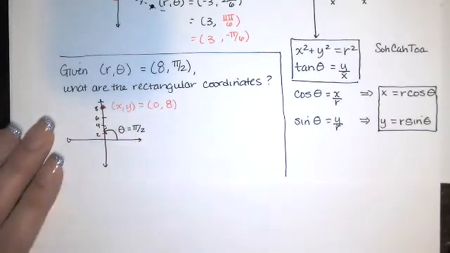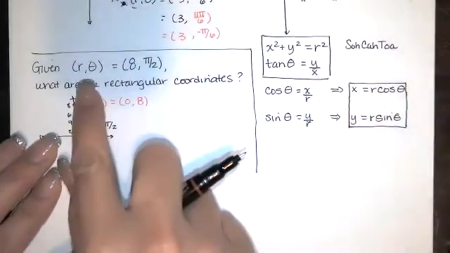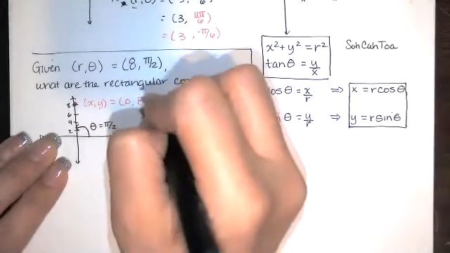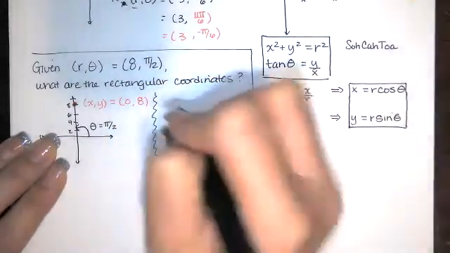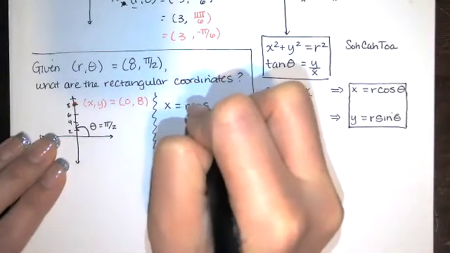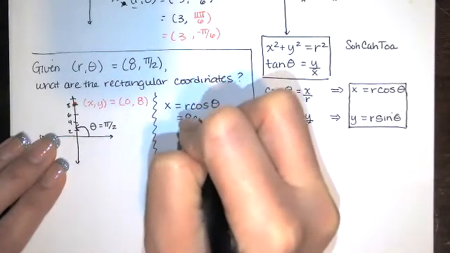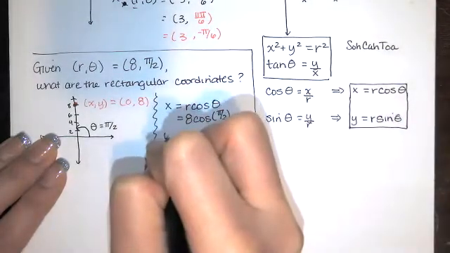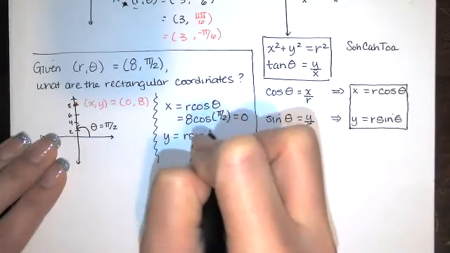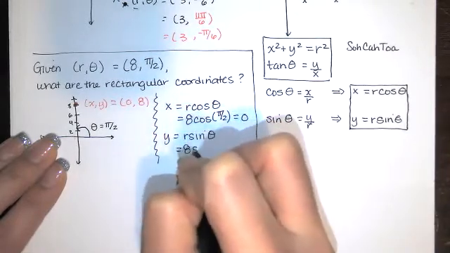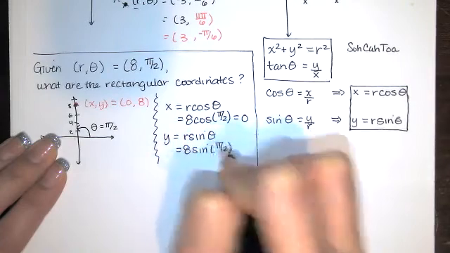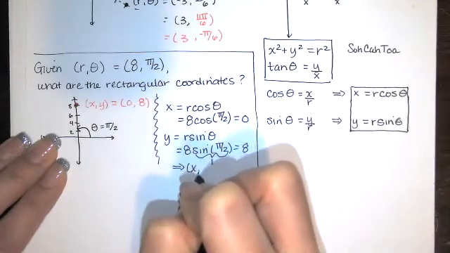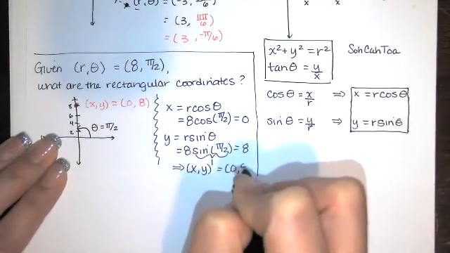So you can do it that way, or you can use these formulas over here. I know r and theta now, so I can find x and y using these formulas. So there's the alternate approach. x equals r cosine of theta. So that's 8 times cosine of pi over 2. Cosine of pi over 2 is 0. And y equals r sine of theta. So that's 8 times sine of pi over 2. Sine of pi over 2 is 1. So we just get 8. So xy equals (0, 8).